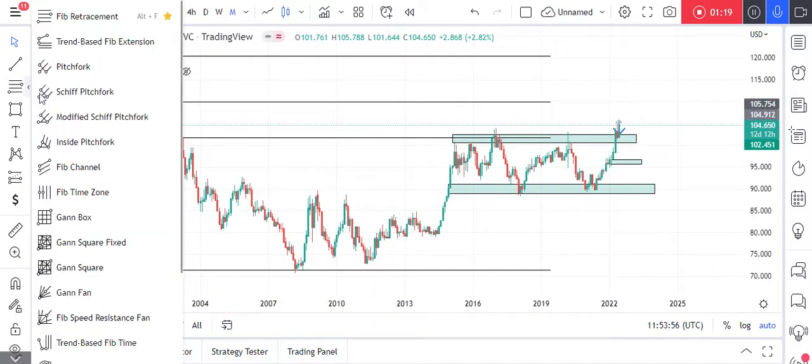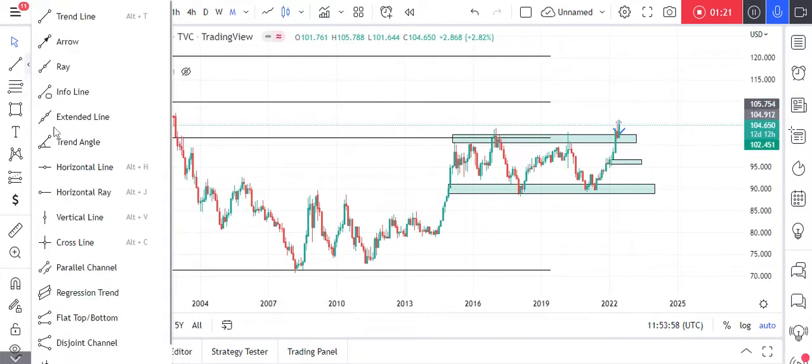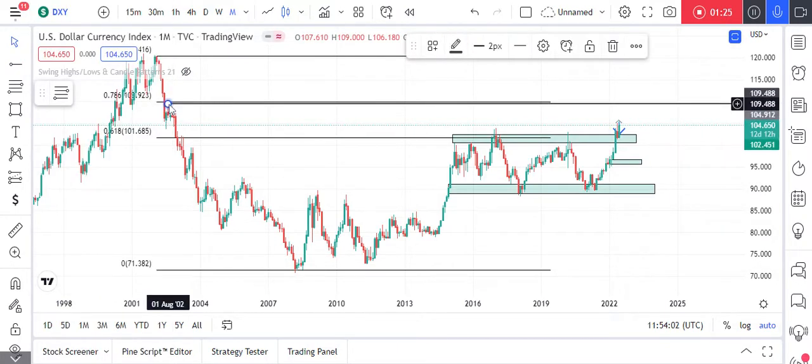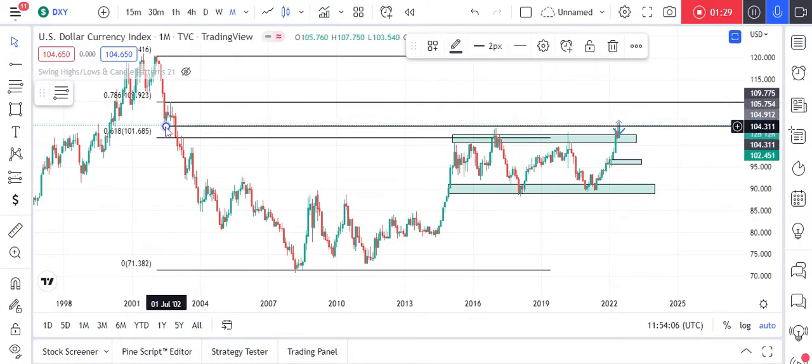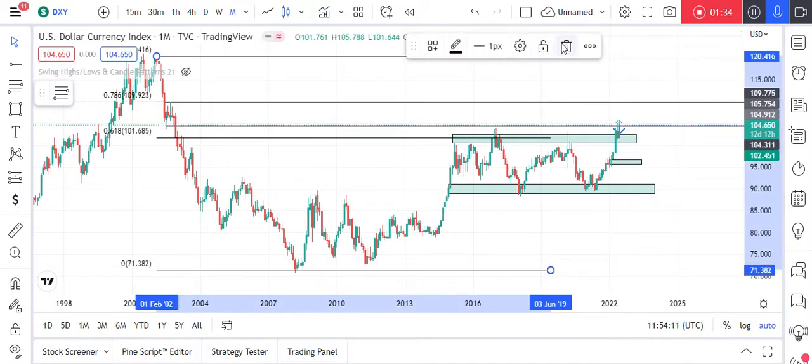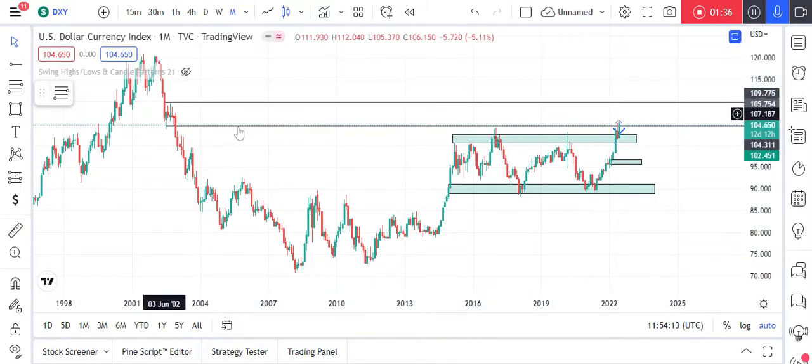Let me just use a line so that you can see this properly. There we go. And also here, because this is the area where the market consolidated a bit, and this area was also significant because of the fib levels. So now let's drop down deep into a lower time frame.